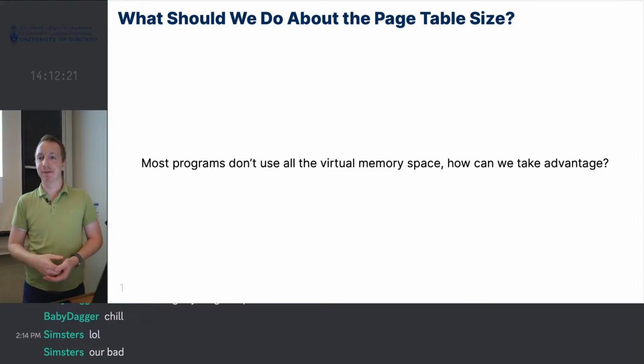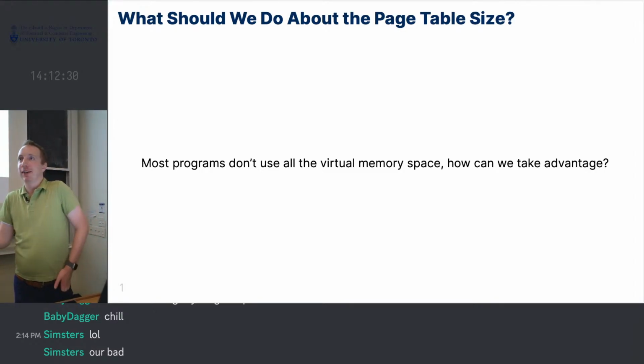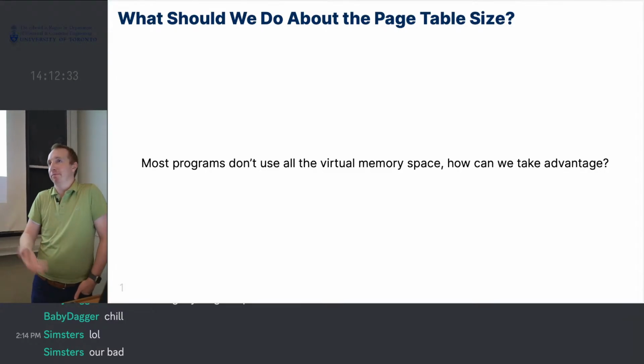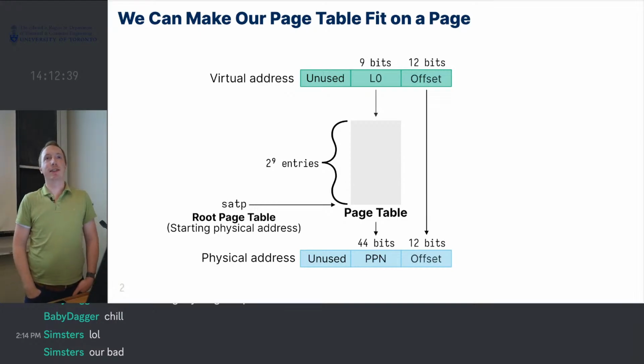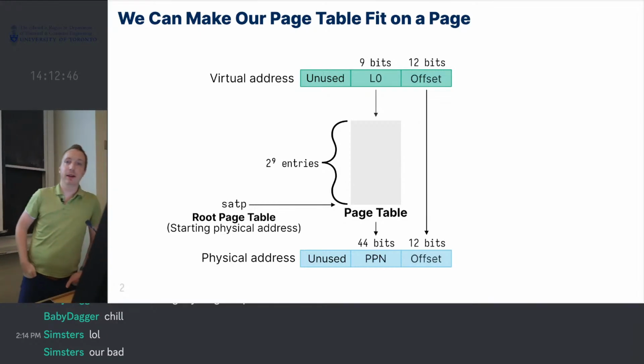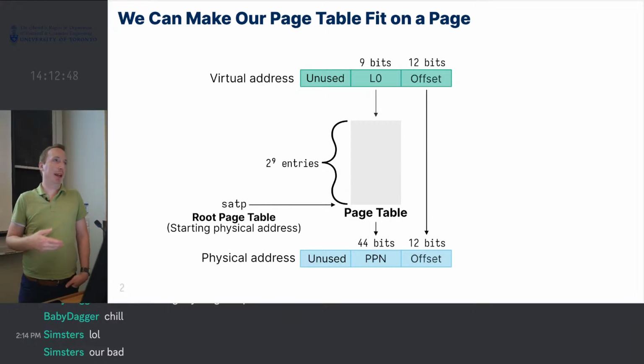Yep. Make a page table fit on a page. Read ahead a lecture, make it fit on a page. Or in general, just make it smaller, right? If I just make it smaller, that's a solution. One nice thing to do would be just make it fit on a page. We'll see why we do this in a little bit, but turns out that a page is a nice number. Your operating system can just allocate pages, nice and easy.